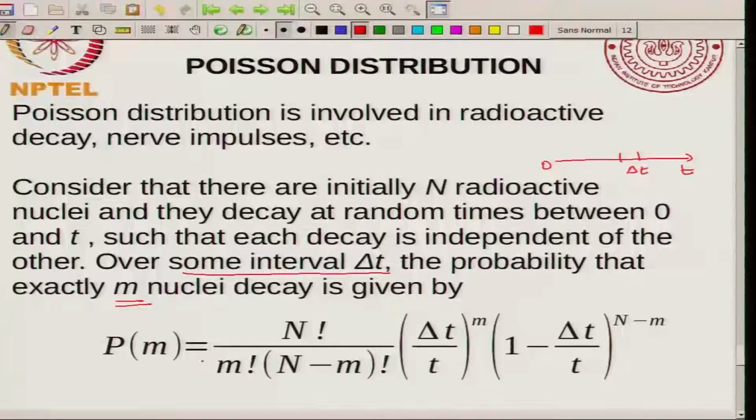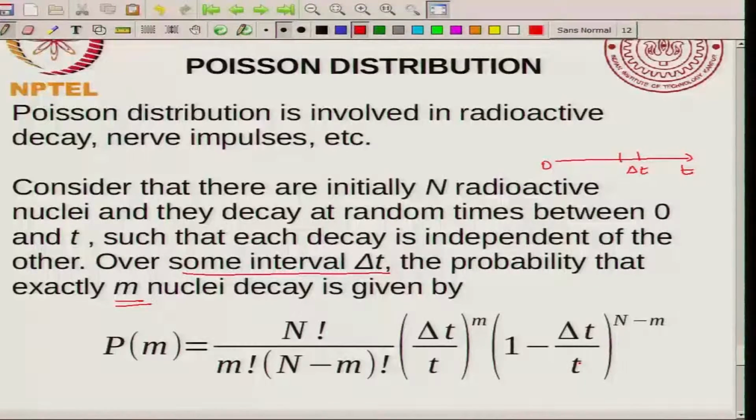So, the probability of this you can justify. The probability of any one nucleus decaying in this time delta t is just delta t divided by t, because the nucleus decays any time between 0 and t. Probability that it decays in this interval is just the fraction of this interval divided by the total time, that is delta t by t. And since each nucleus is independent of each other, the probability of m nuclei decaying is just given by the binomial distribution, where the probability of any one nucleus decaying is delta t by t, and the probability of a nucleus not decaying is 1 minus delta t by t.